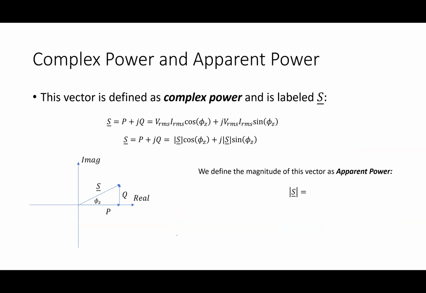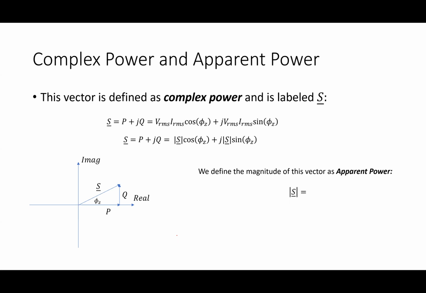So basically, we put those together, and the vector we call S. I don't know why S, but S is what we call it. S equals P plus jQ. So I can put the P and Q together. There's a whole lot of formulas here. I don't want to deal with all those formulas. That's why I put that summary sheet together.